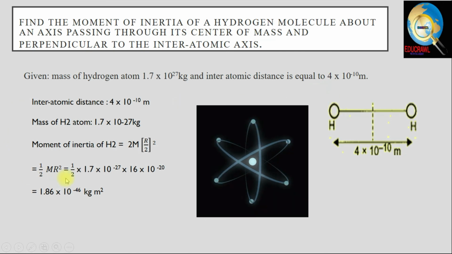So here it is half m r square, half into m, which is 1.7 into 10 power minus 27, into r square. If you see the diagram, you can find the r value as 4 into 10 power minus 10 meter. So r square will be 16 into 10 power minus 20. Simplifying, you get 1.86 into 10 power minus 46 kilogram meter square. This is the moment of inertia.